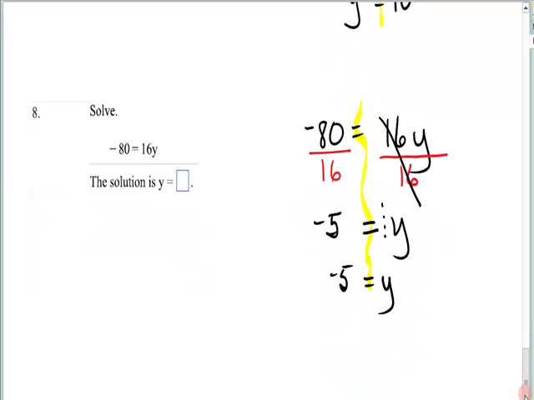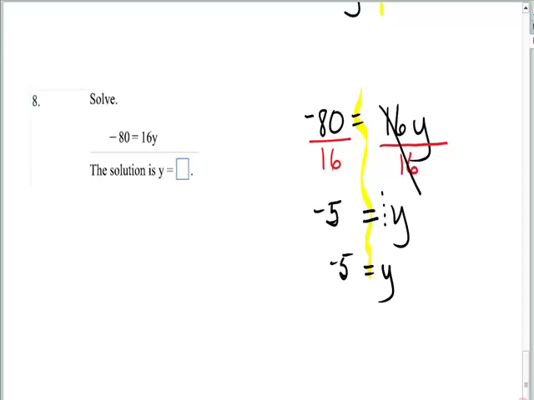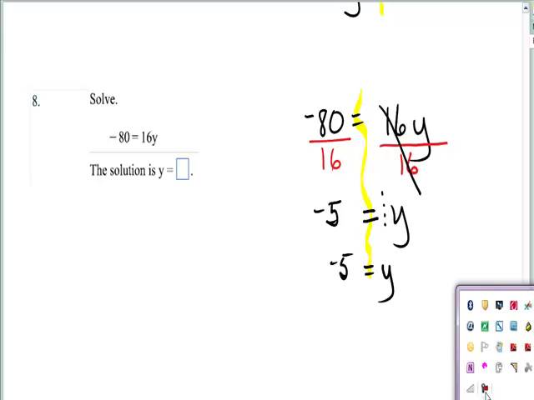All right, so that's the multiplication property, which says I can multiply or divide both sides of an equation if that will help me solve it.